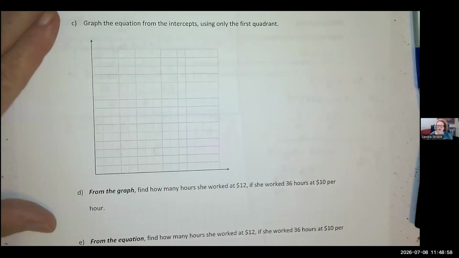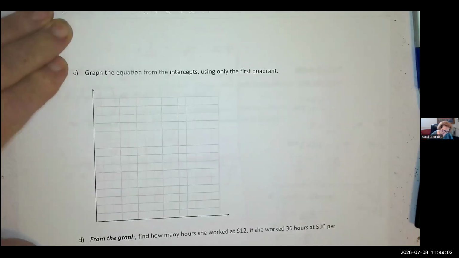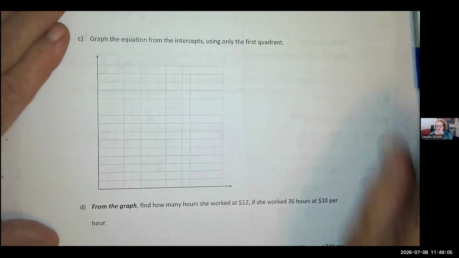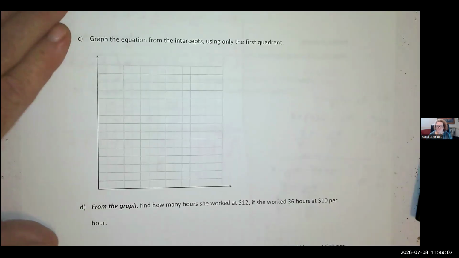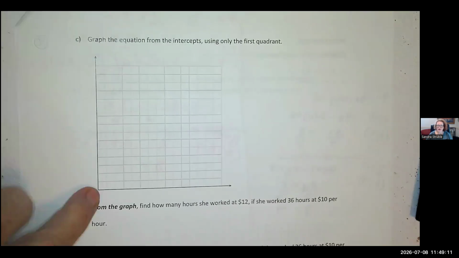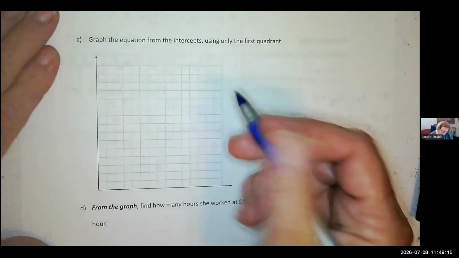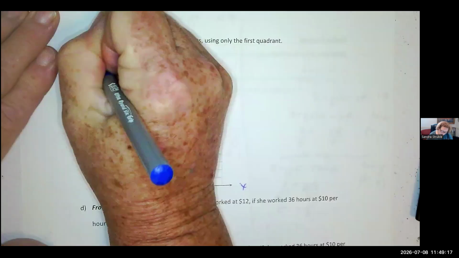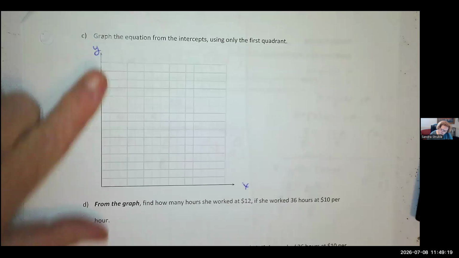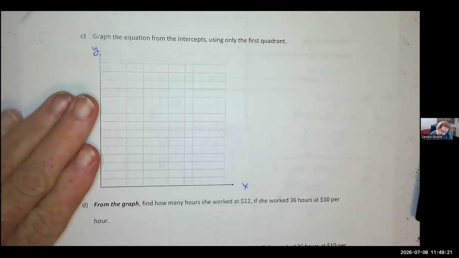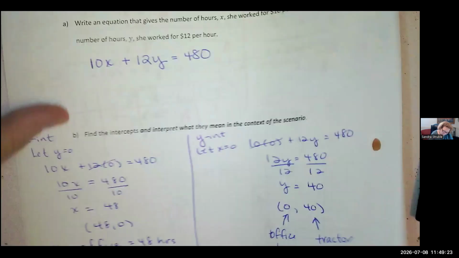Okay, now we're going to graph the equation from the intercepts using only the first quadrant. Again, I said you can't have negative hours you're working, so that's why we're just using the first quadrant where everything is positive. The smallest thing you can have is a 0 working for both. All right, this is our X and our Y. I always like to label. And we're just going to graph our intercepts. So we've got 48, 0, and 0, 40.